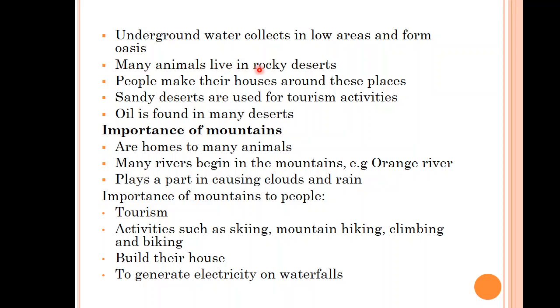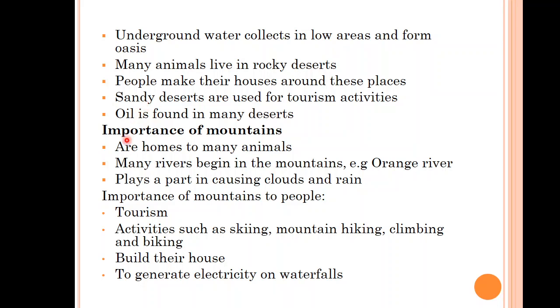For example, the rocky deserts. We have the Kalahari Desert. And also, many people have built their houses around these oases, the underground water, and also in rocky deserts where there are animals. Sandy deserts are also used for tourism activities such as quad biking and 4x4 driving, the Land Cruisers and the Jeeps, those cars with big tires, and then they can go and spin in the sand dunes. Okay, and also oil, which is fuel, is found in many deserts.